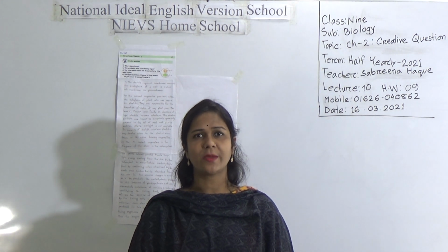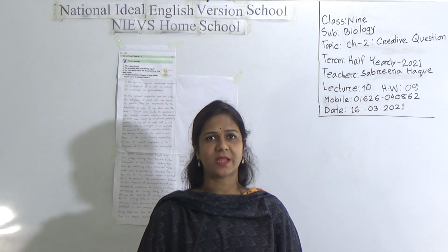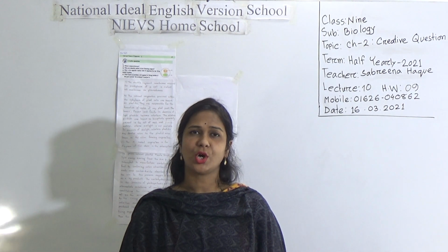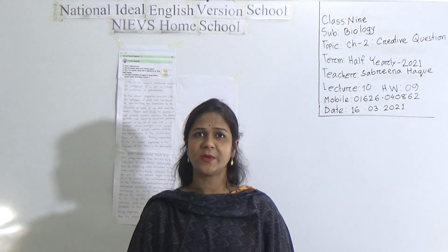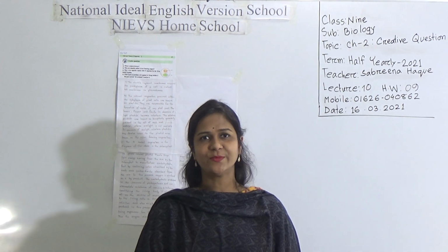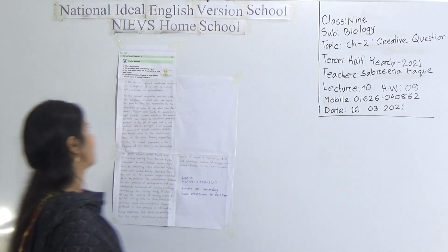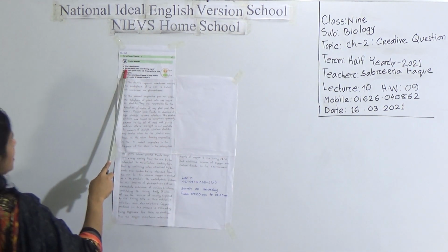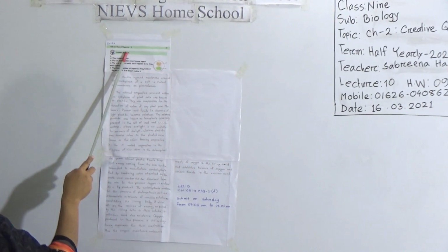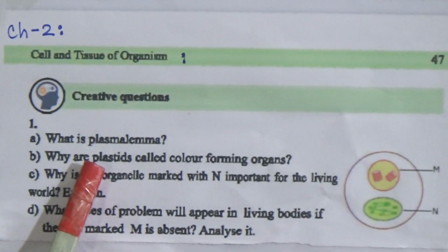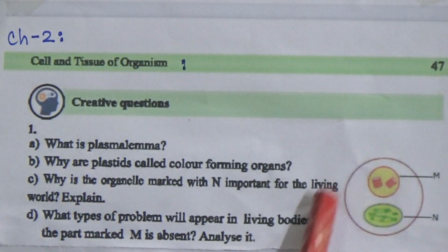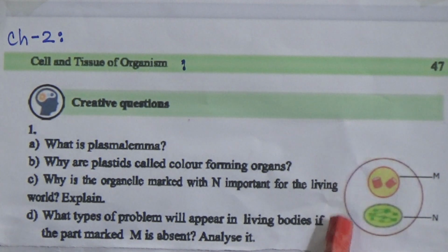Dear students, today I am going to take a biology class for class 9 students based on creative question answer, which belongs to chapter 2. So let us move forward to this topic. Dear students, our today's topic is the first creative question of chapter 2, which is given on page number 47 in your book. This is the stem of creative question 1.